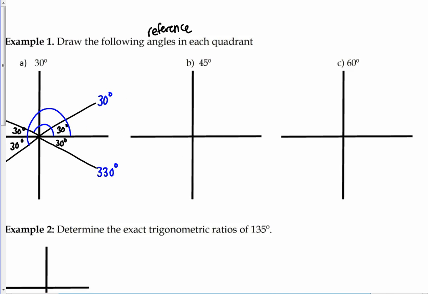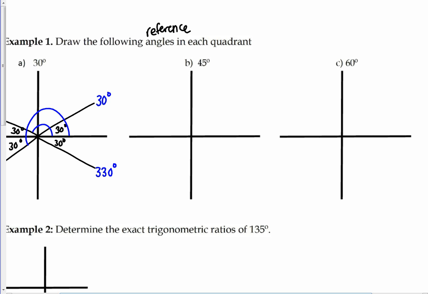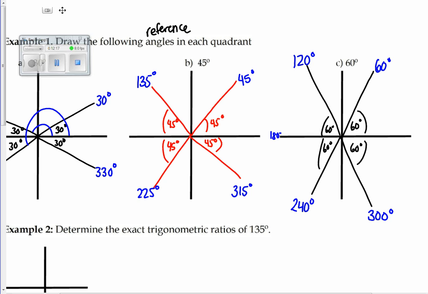So 45. So 45s are right in the middle there. So if your reference angle was 45, figure out all the different angles. We check that you have the same values up above.